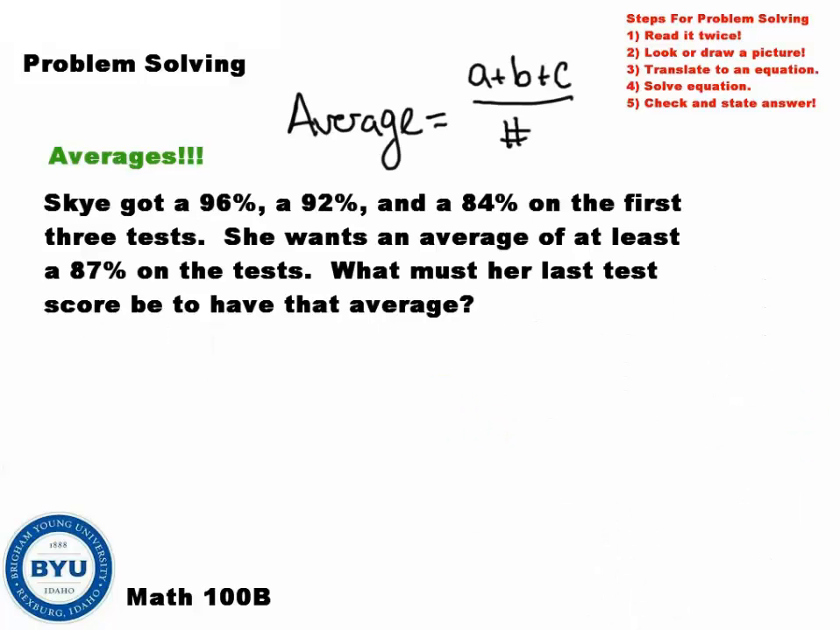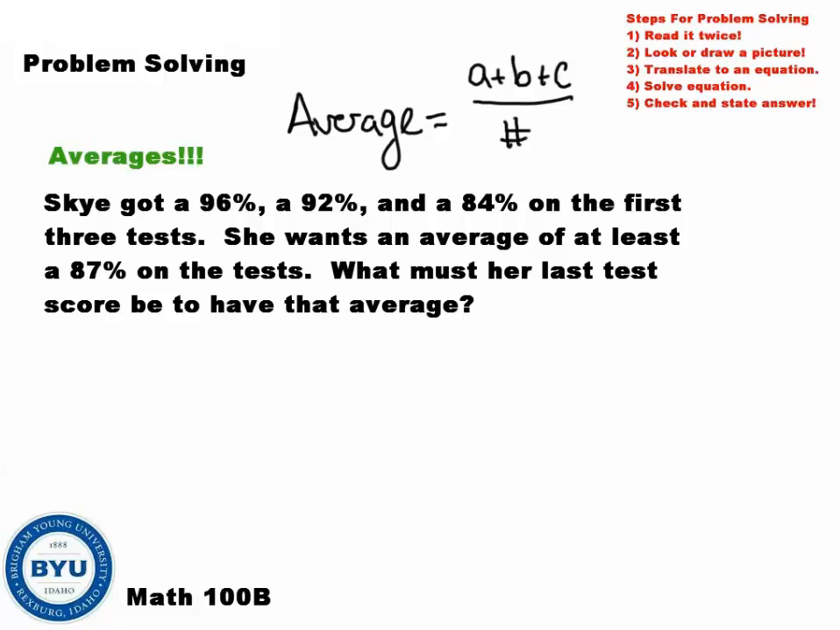Okay, so your turn to try an average problem. Here we have Sky, who got a 96%, a 92%, and an 84% on the first 3 tests. She has one last test, and she wants to get the average on her tests to be at least an 87%. What must her last test score be to guarantee that she has that average? Remember, I kept the average formula up there, so go ahead and set this problem up. Give it a try. Pause the video now and give this one a shot. Go ahead and push the play button when you're ready to resume.